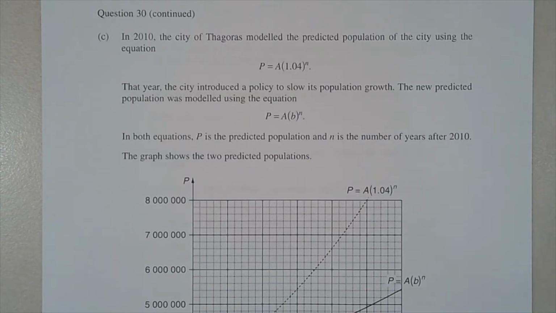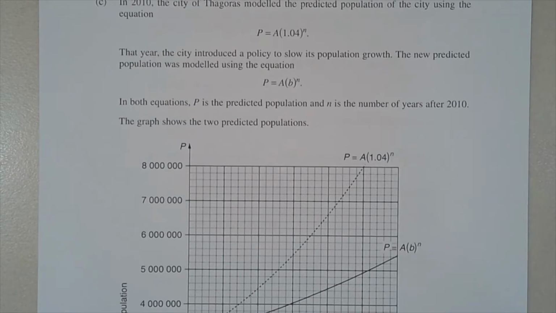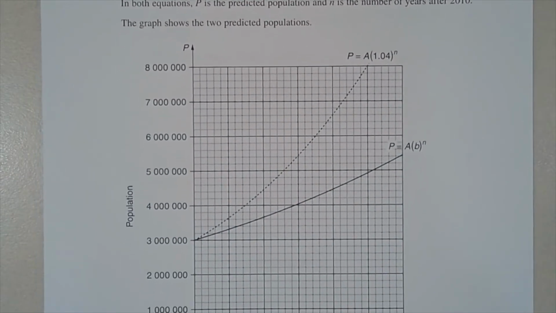Question 30c. In 2010, the city of Pythagoras modelled the predicted population of the city using the equation P equals A times 1.04 to the power of n. That year, the city introduced a policy to slow its population growth. The new predicted population was modelled using the equation P equals A times B to the power of n. In both equations, P is the predicted population and n is the number of years after 2010. The graph shows the two predicted populations.